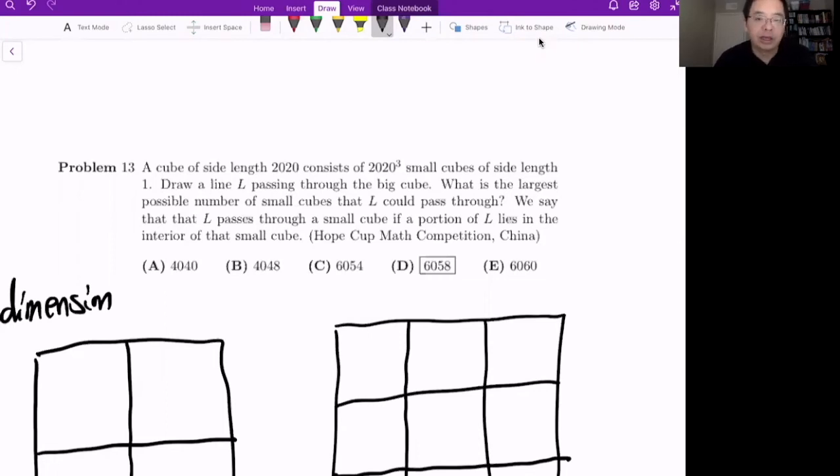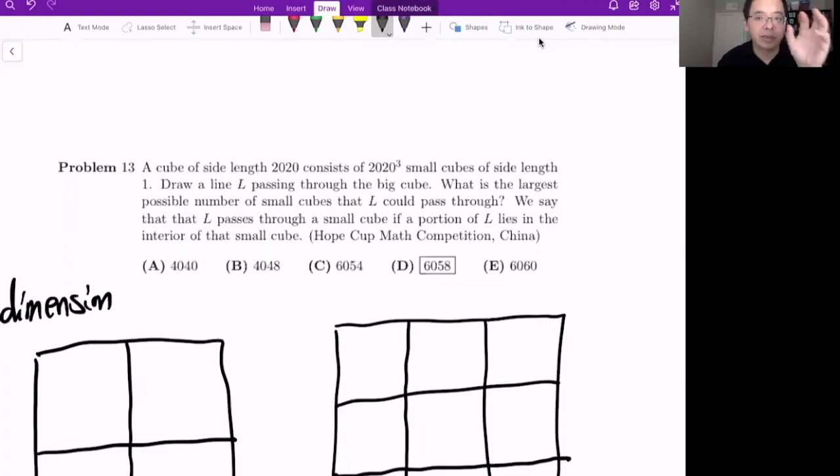The main difficulty about this problem is, number one, it's 3-dimensional, and number two, the cube is large. There are quite a few small cubes. So it's not easy to visualize if we just look at this specific case. So our strategy is, let's first look at some simplified situations, and from there, we are going to derive a general formula to see what happens.